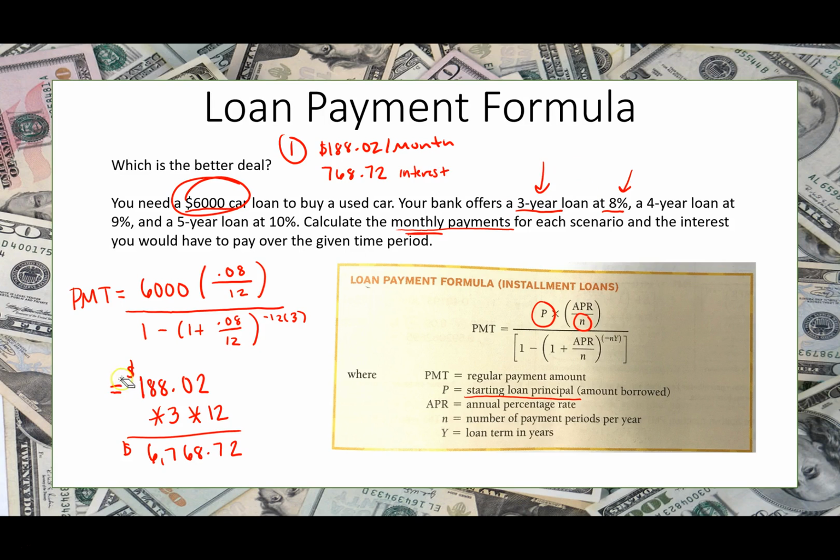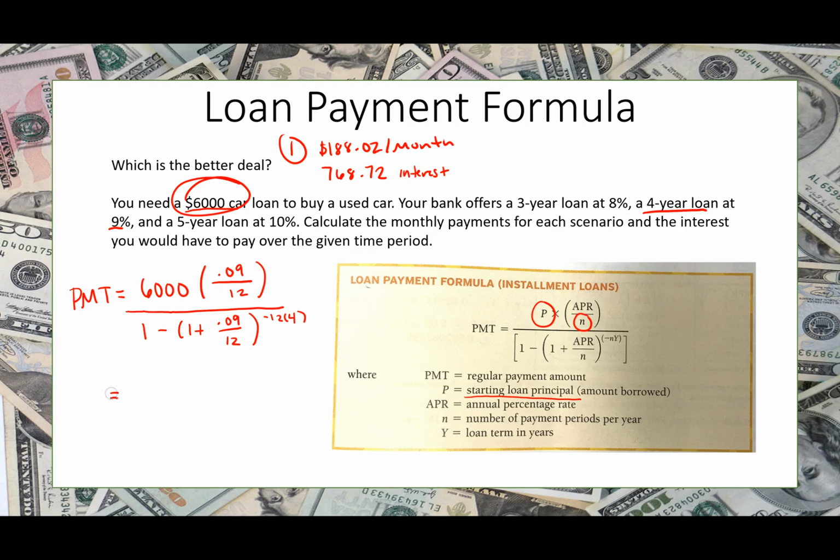All right, let's try number 2 now. So for number 2, we are now moving up to a 4-year loan. Okay, so let me erase this. We're talking about a 4-year loan at 9%. So I'm going to go ahead and change this 0.08 to a 0.09. We're still monthly. We're still starting at 6,000, but now we're changing that 3 to a 4 because it's a 4-year loan. Again, go ahead and pause this video and watch me solve it on my calculator.